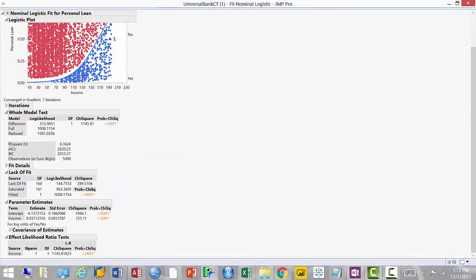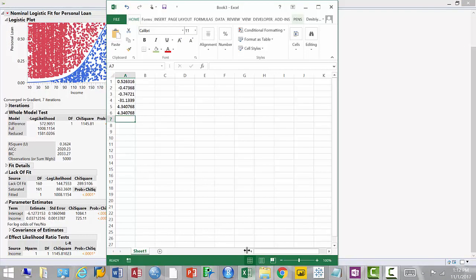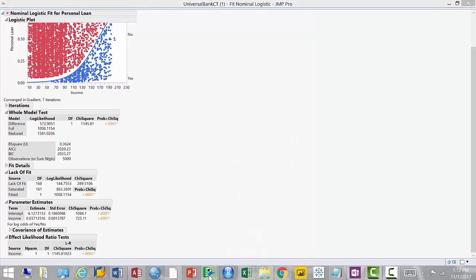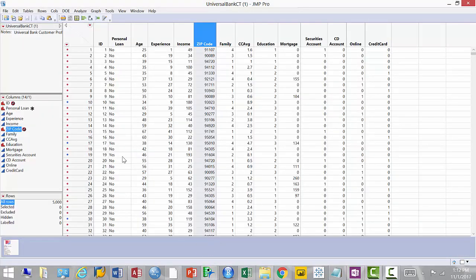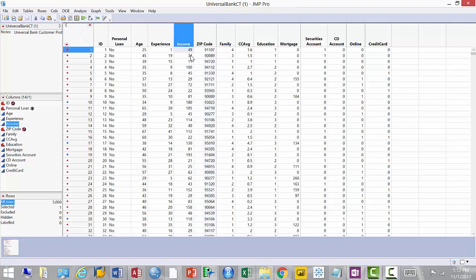Now I want to point out that in my JMP file, let me go back to the original one, right? If I look at the column income, it contains numbers. So what do you think this number 49 means? Income equal 49. 49 what? $1,000, right? So my income in the file is recorded in terms of thousands of dollars, right?